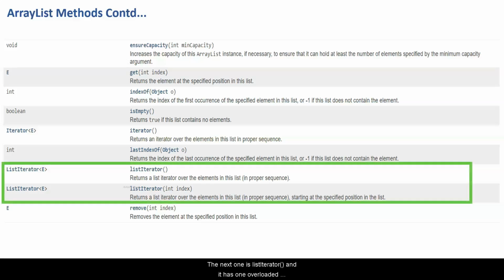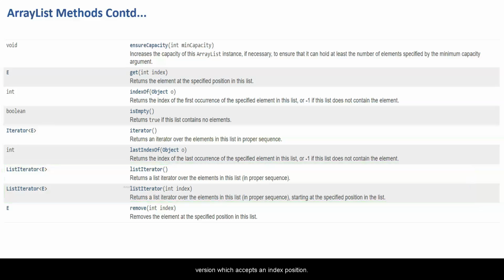The next one is listIterator, and it has one overloaded version which accepts an index position. ListIterator is similar to iterator. The difference is that listIterator has special methods which can work with ArrayList and LinkedList. ListIterator is preferred when working with a list.